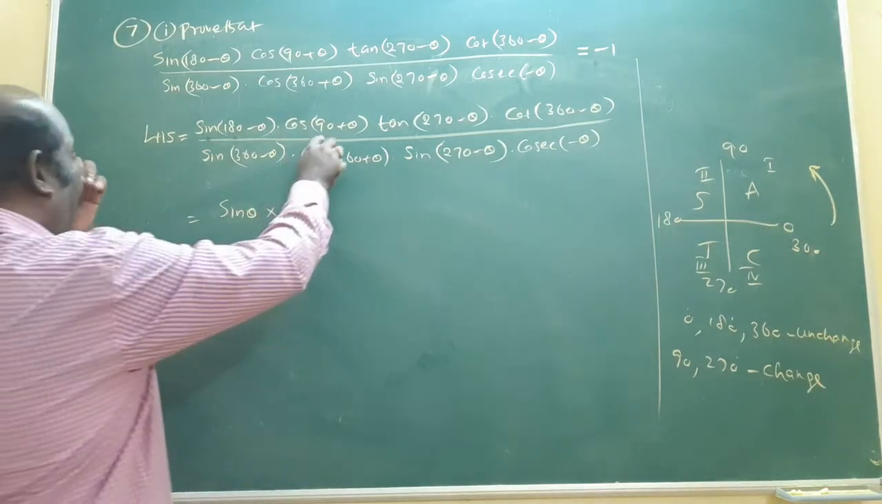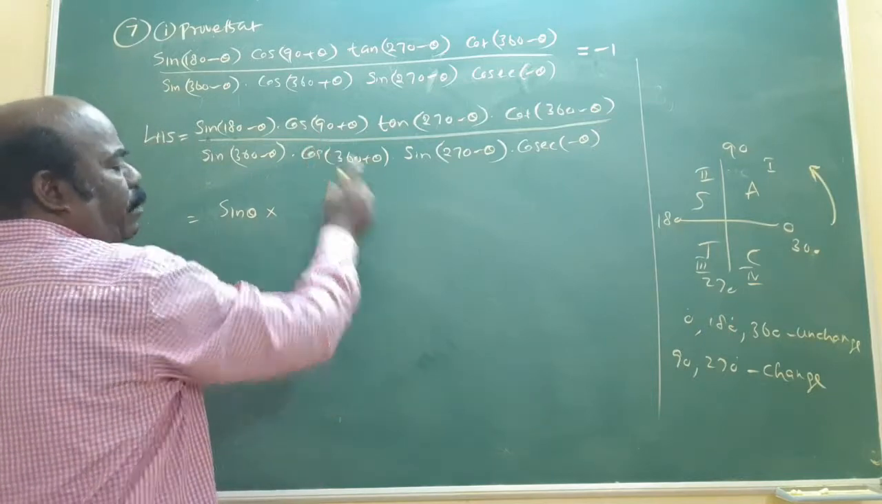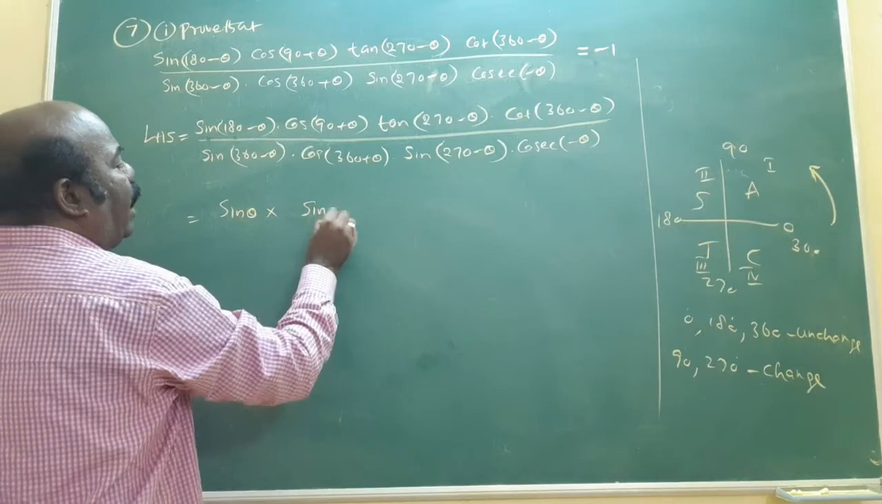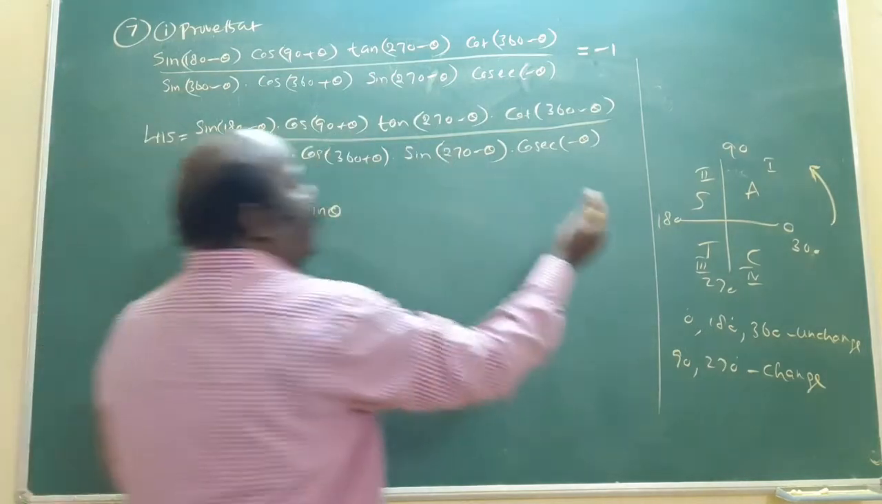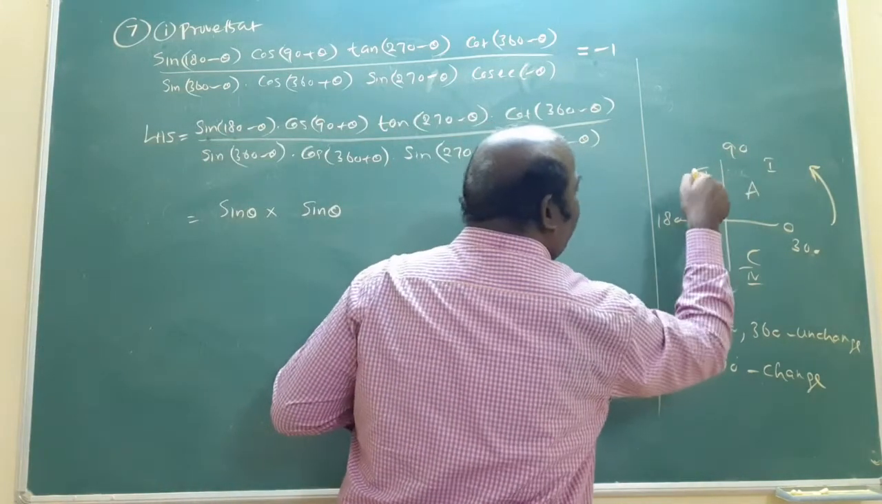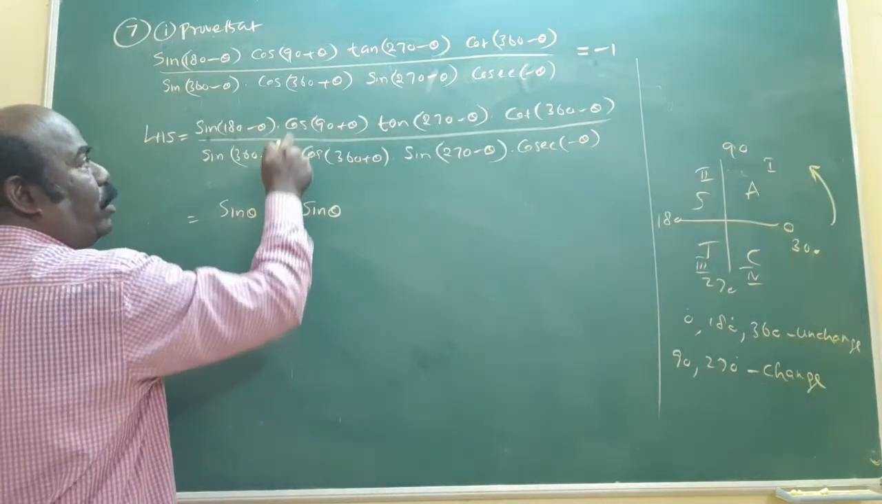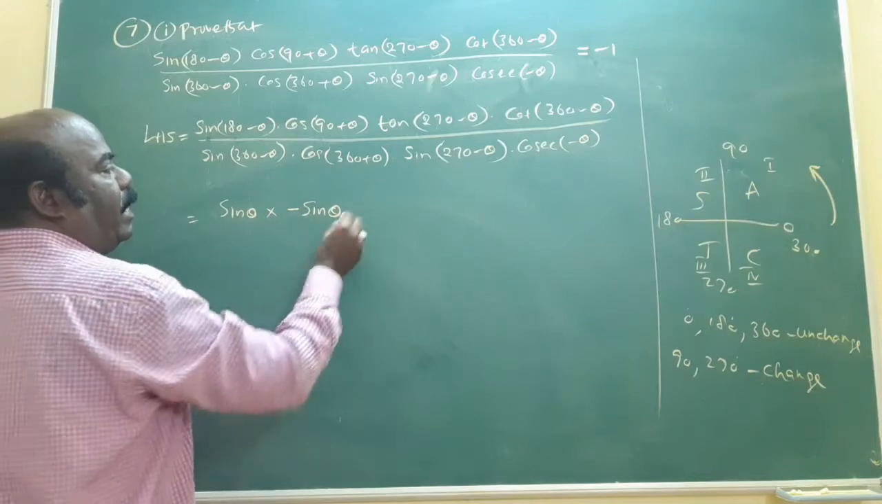Into cos of 90 plus theta. Cos 90 is coming. 90 means change. The cos becomes sin theta. After 90 plus, this is 90 plus something, second quadrant. In the second quadrant only sin is positive. But what is there? Cos is there. Cos is what? Cos is negative. That's a minus.